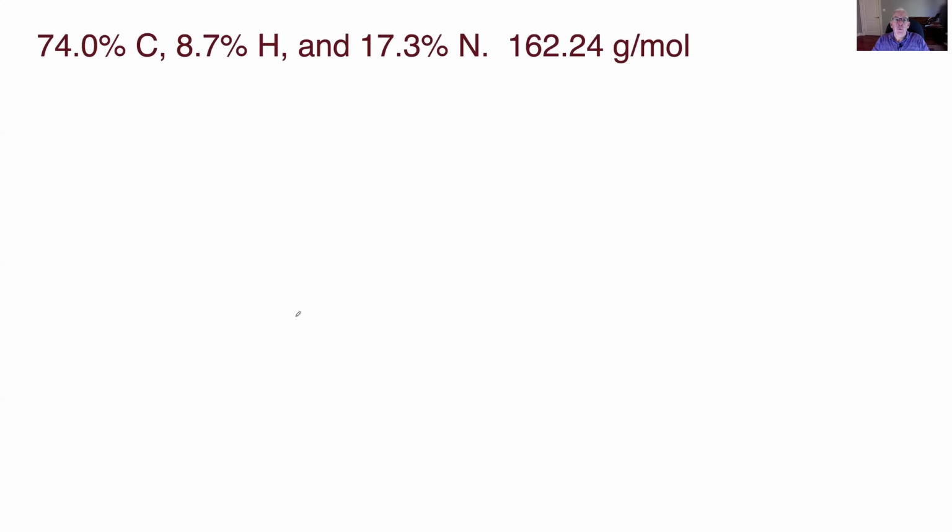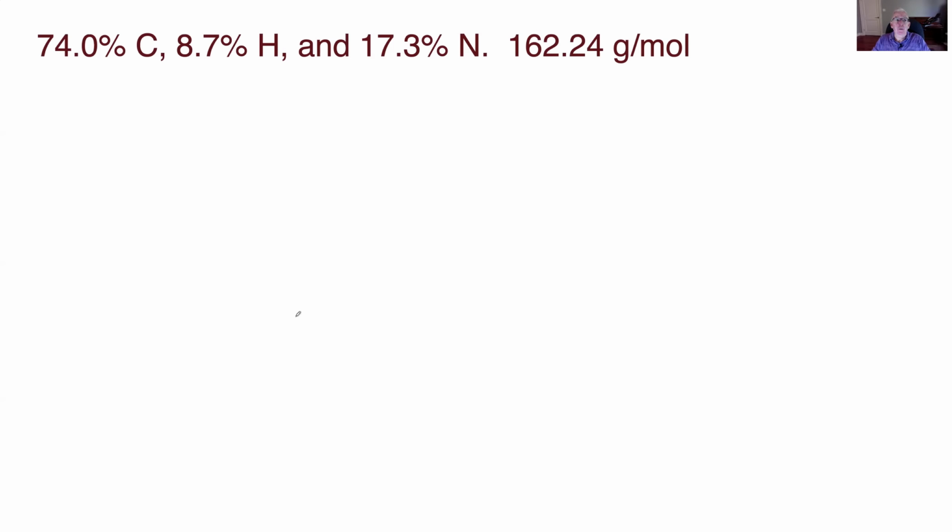And here's what I'm going to do. I want to turn those percentages into masses, and then from masses, I want to turn them into moles, because I have my information right now in terms of what fraction of the mass comes from carbon. I want to know what portion of the atoms come from carbon, right?